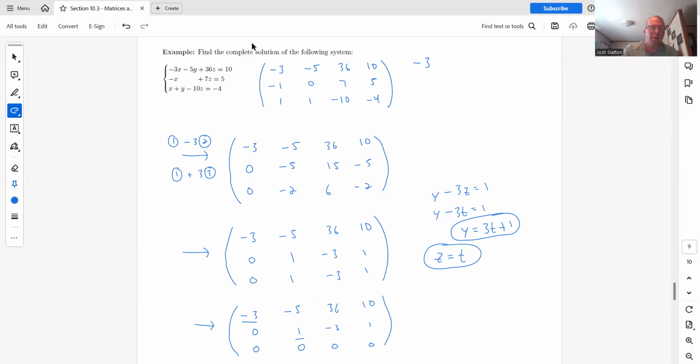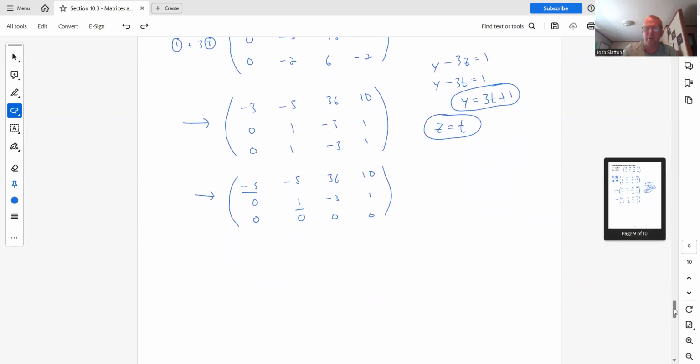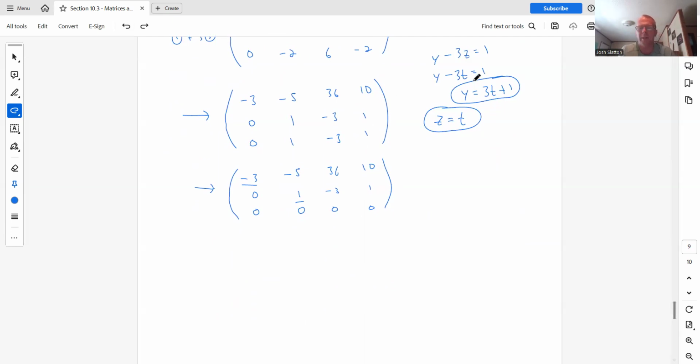Actually, that's not what we should do. You can do that. But what we should do, let's keep going here. We can leave this the way it is. What we really want to do is get rid of this one and get this to reduced row echelon form. So let's get rid of the -5. So let's multiply row 2 by 5, add it to row 1. So 1 plus 5 times row 2.